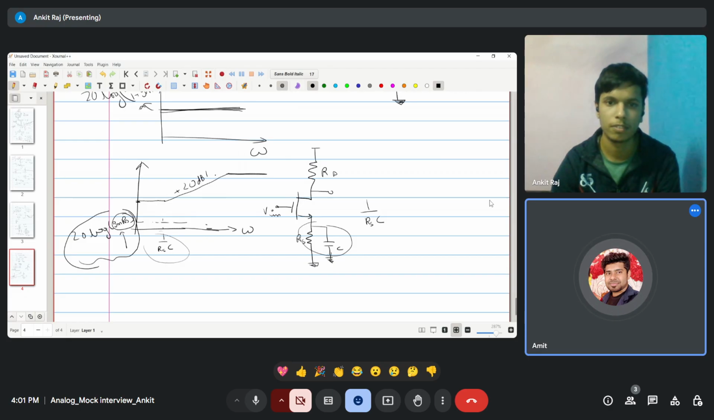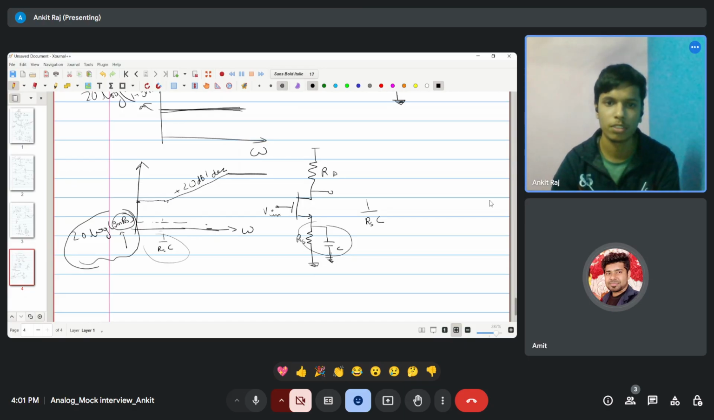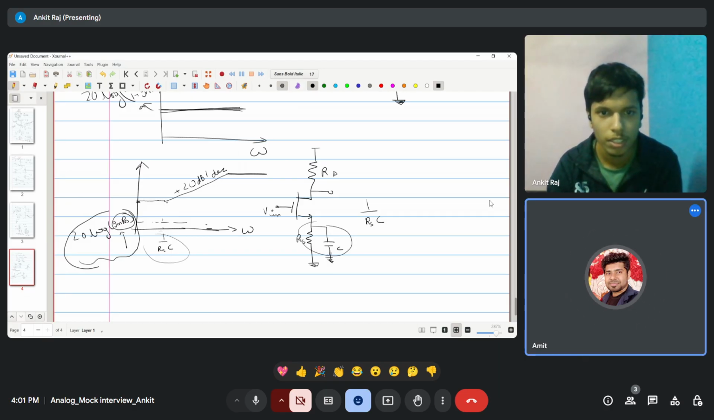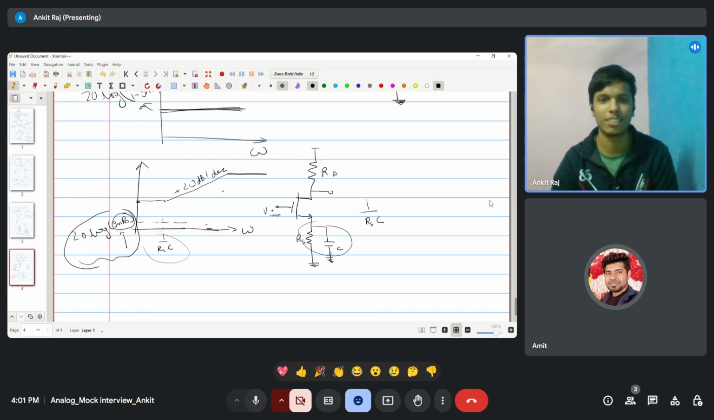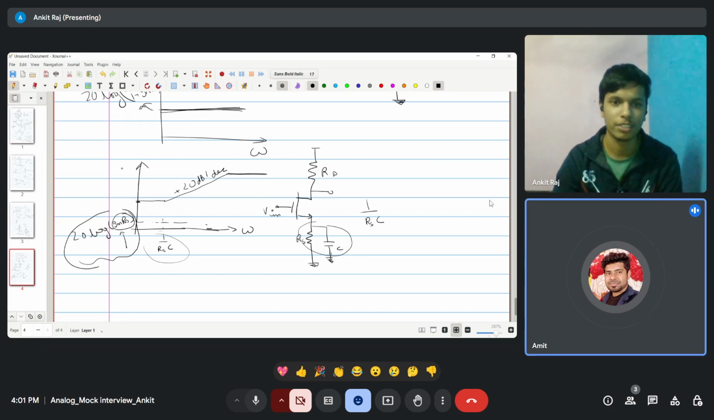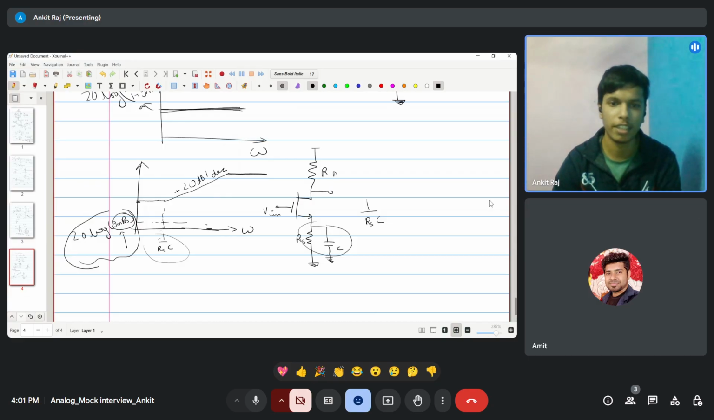Can you comment whether the pole is coming first or the zero is coming first? The zero should come first. And where are the pole location and zero location? Can we draw them from the graph itself? Here it will be the zero location, and here will be the pole location.